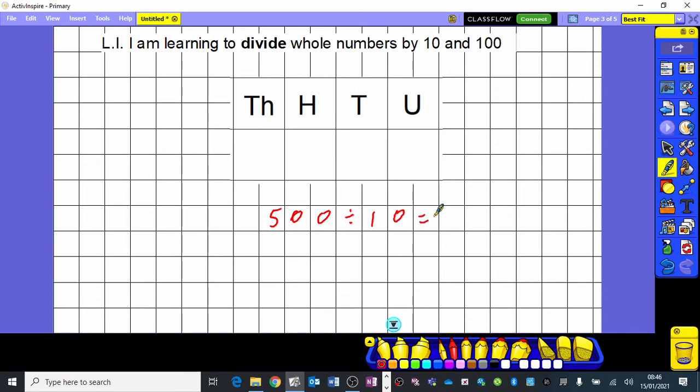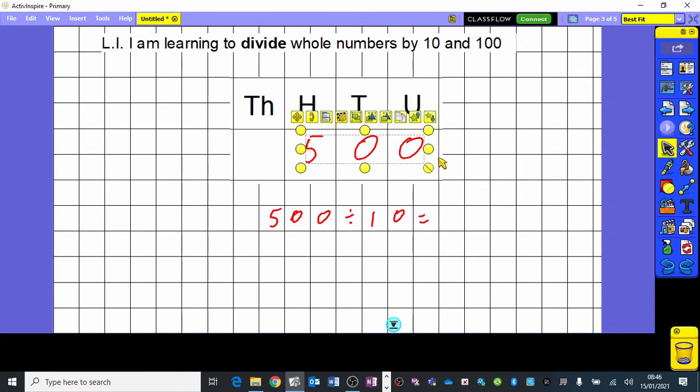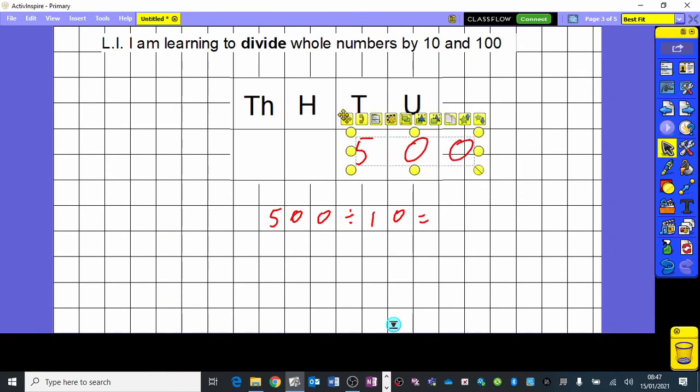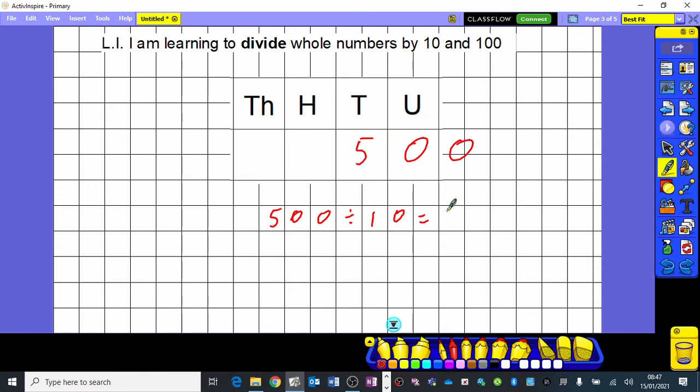What about 500 divided by 10? Well, here's our 500. And the same process, everything's going to move down one place. And what do we have? 50. We have a 5 in the tens column, nothing in the units column. So the answer is 50. And just like before, if we move things one place when it comes to tens, we're going to move it 2 places when it comes to hundreds.